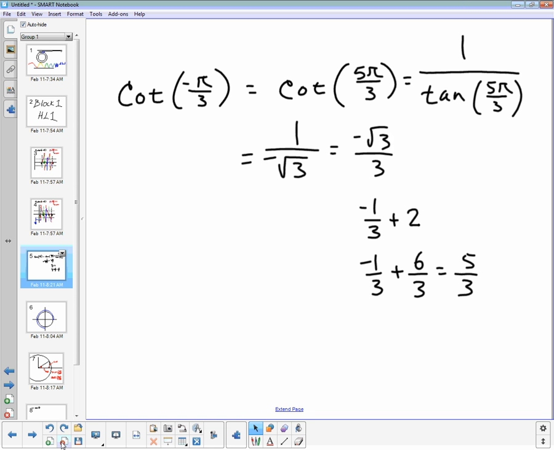Like the classic Ferris wheel, that kind of thing. And we're going to do the Ferris wheel example in a minute. All right, so secant, cosecant, cotangent.